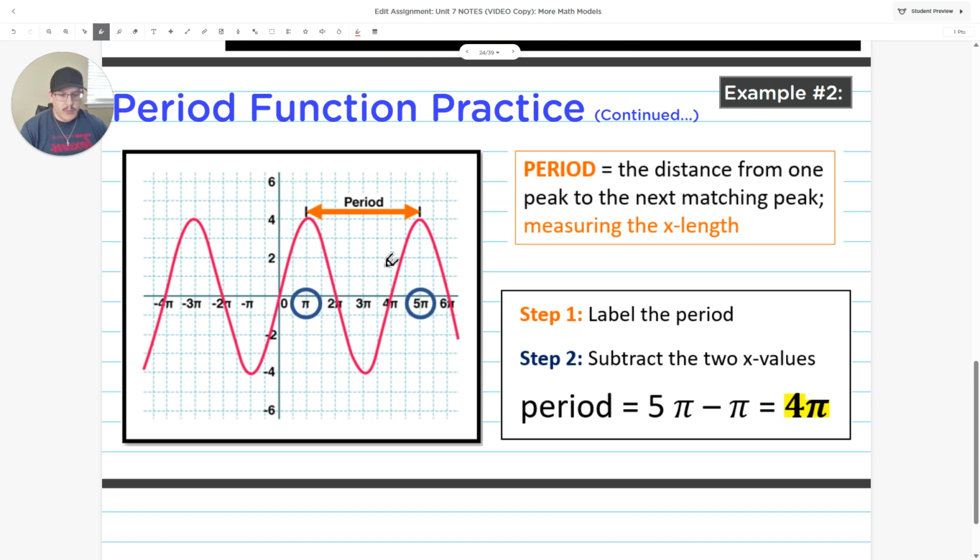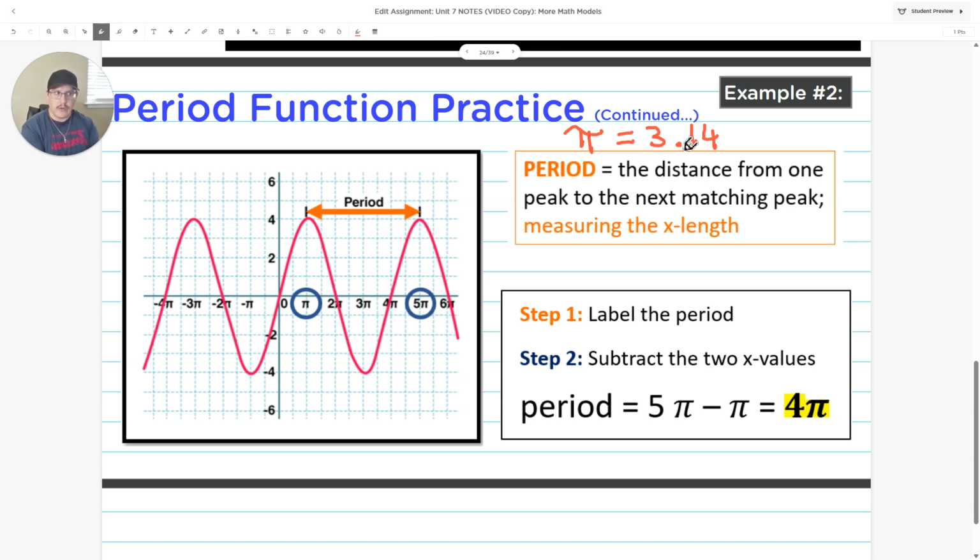Okay, some more practice with period here, except now we're going to be using some different values. This symbol that you're seeing right here, this is pi. Pi is the same thing as 3.14. We use the symbol pi because it is an infinite decimal. It will never stop repeating itself. So this number is significant in geometry. That's all we really need to know.